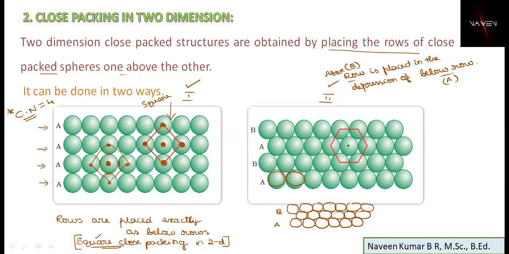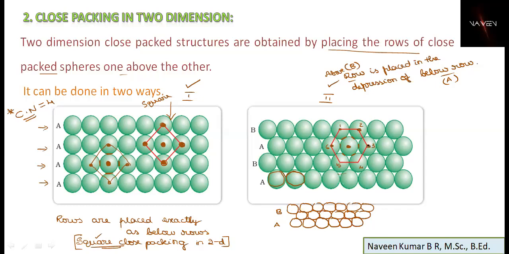So if you take any particle, its neighboring contact, if you observe, this is one particle, this is the second particle, this is the third particle, this is the fourth particle which is in contact, this is the fifth particle, and this will be the sixth contact particle. Now, if you place a row in such a way that it sits in the depressions of the previous row, then in such an arrangement, each particle is in contact with 6 of its neighboring particles.